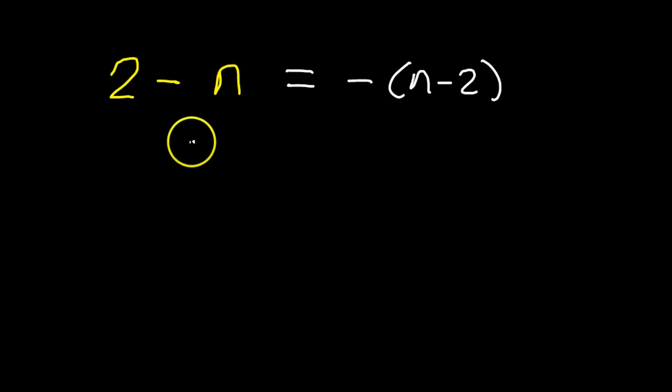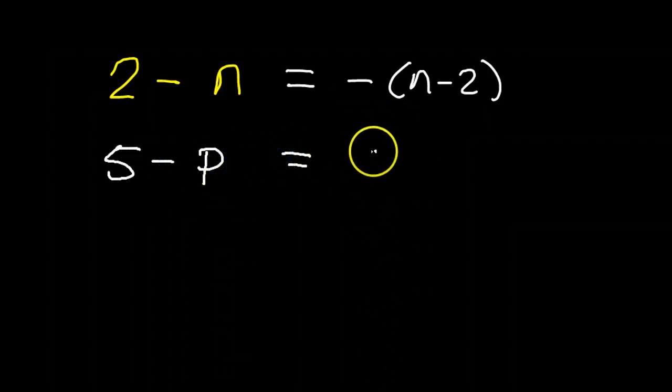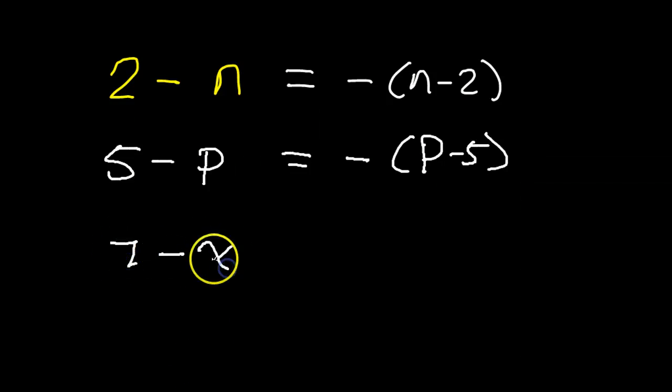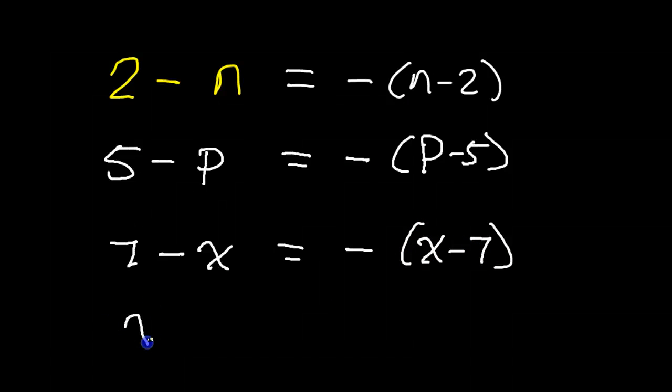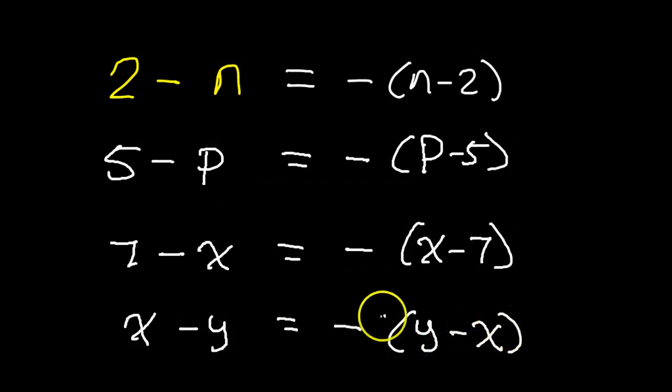Okay, let's practice that skill with other variables. So let's say if I had 5 minus p, what would that be equal to? Negative p minus 5. What if I had 7 minus x? What would that be equal to? That would be negative quantity x minus 7. Do you see the pattern? What if I had x minus y? That would be the same thing as negative y minus x. So that pattern is worth memorizing. So you can just immediately, oh, it's backwards? Write it forwards and put a negative outside the parentheses.